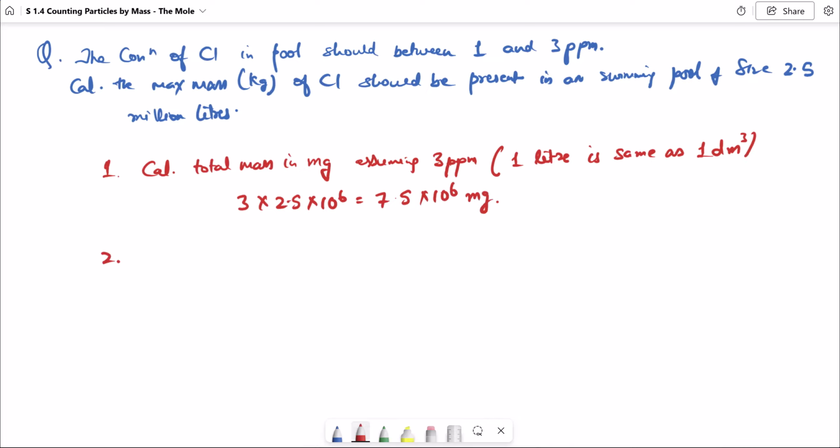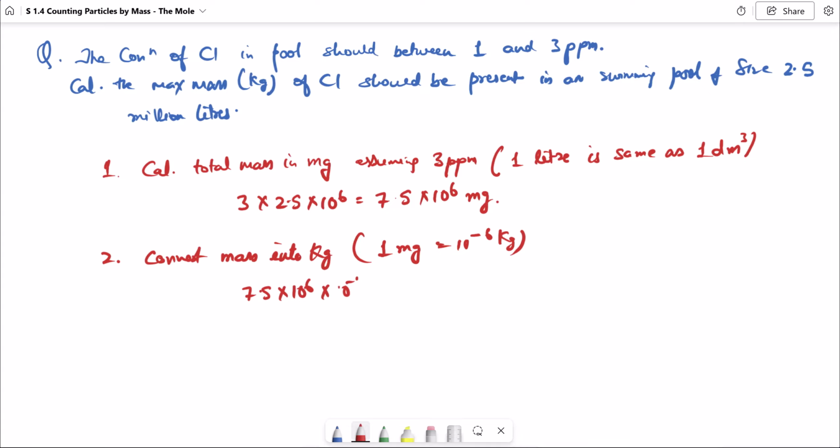Now second step is convert the mass into kilogram. Now we have to convert mass into kg. That means 1 mg equals 10 to the power minus 6 kg. So this will be 7.5 into 10 to the power 6 into 10 to the power minus 6, right? This will be 7.5 kg. This is the answer.